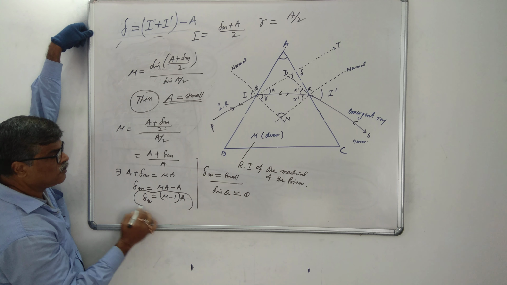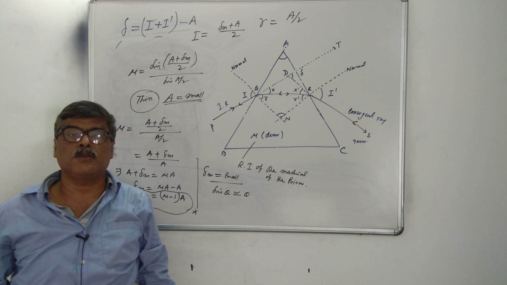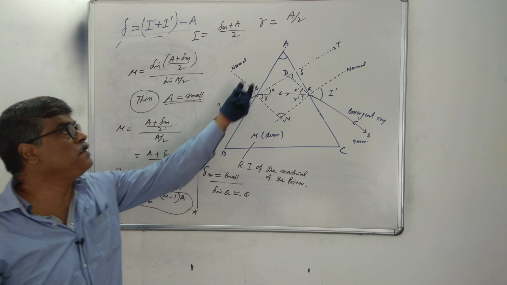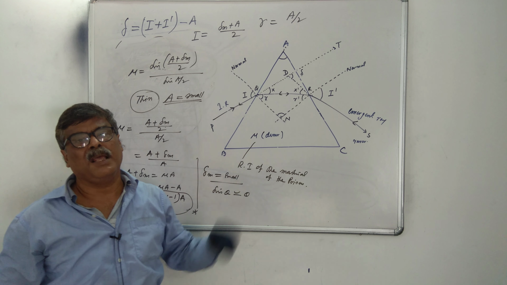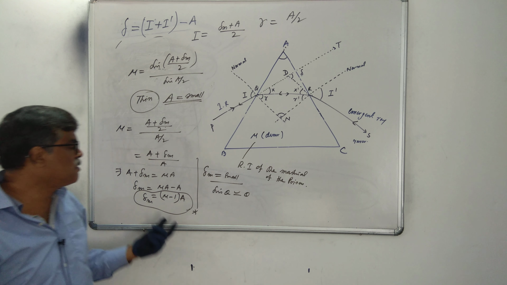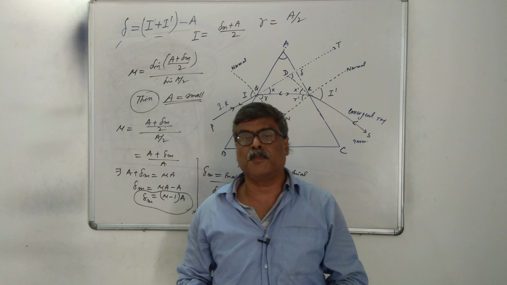Remember, this is also an important relation for a thin prism. This relation is only applicable if the prism is thin, that is, the angle of prism is very small, nearly less than 10 degrees. Then this relation is applicable. Okay. This is the basic idea of the prism.